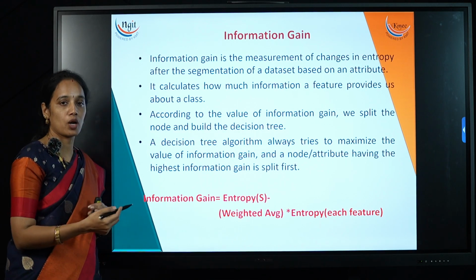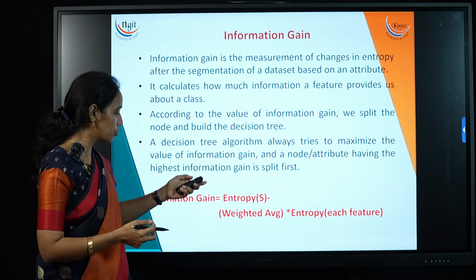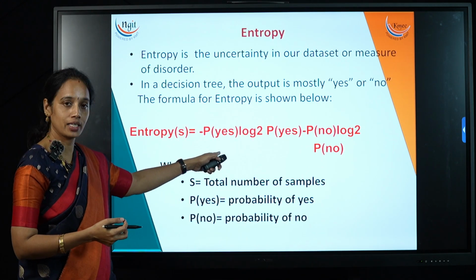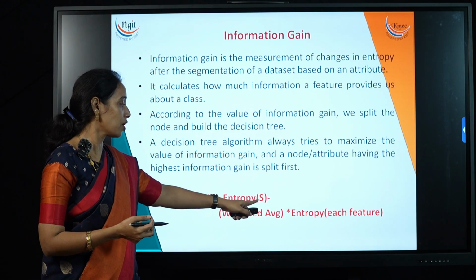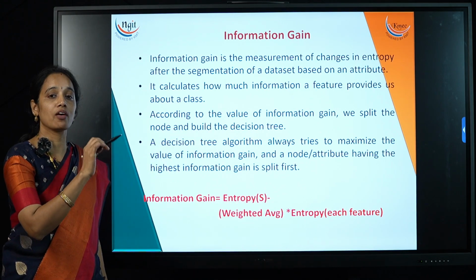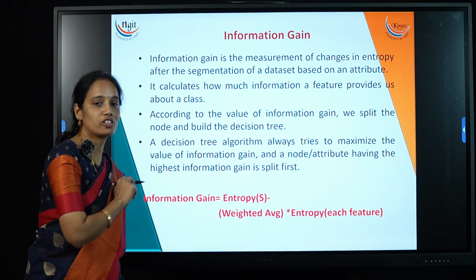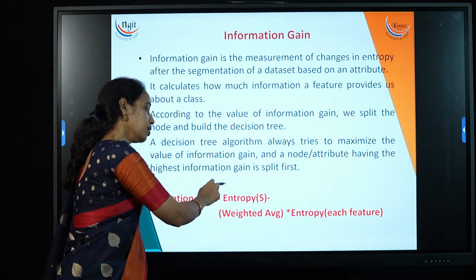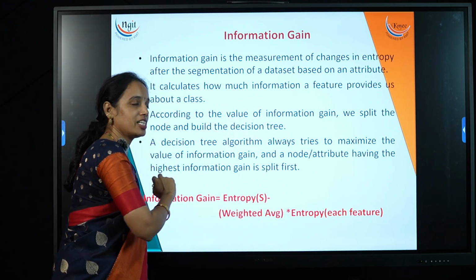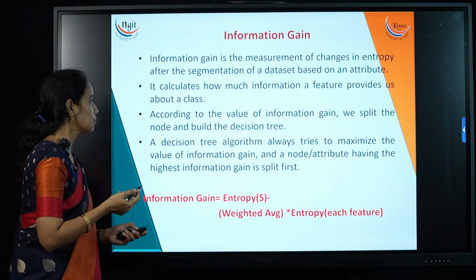So what is the formula to calculate the information gain? It is the entropy of S, that is the entropy of the whole data set, minus the weighted average of each individual feature times the entropy of each feature. In this way we are going to find the information gain.